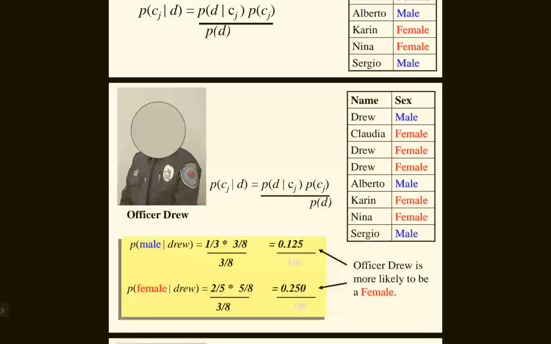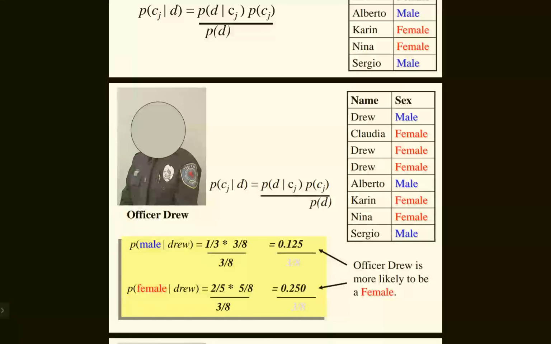So how many times has male come? The blue highlighted ones: 1, 2, 3. The value is 3 divided by the total number of records in our database, that is 1, 2, 3, 4, 5, 6, 7, 8. That's why the probability of class male, or we can say the probability of male being present in our class, is 3 divided by the total number of records in the database, which is 8. That's why 3 by 8. Okay, divided by the probability of Drew.